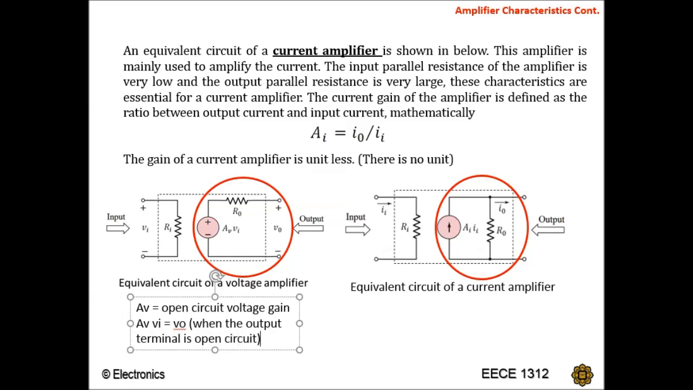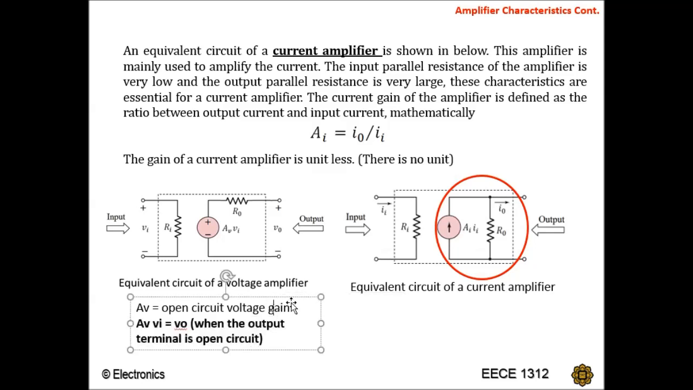Right? So basically what happened is that when there is no load here, okay, it's open circuit. So current would like to flow, but the current cannot flow because the circuit is not complete. Okay, so because of that there is no current flowing through your Ro, there is no voltage drop, so V out is equivalent to AvVi, when the output terminal is open circuit.